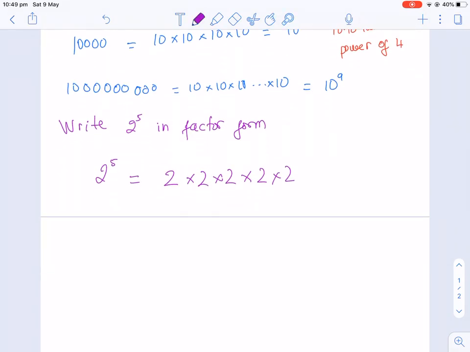How about write 12 to the power of 4 in factor form? The base is 12, and this is the number that you multiply by itself. And how many times are you going to multiply? It is 4 times because the index here is 4. So 12 times 12 times 12 times 12 is the factor form of 12 to the power of 4.